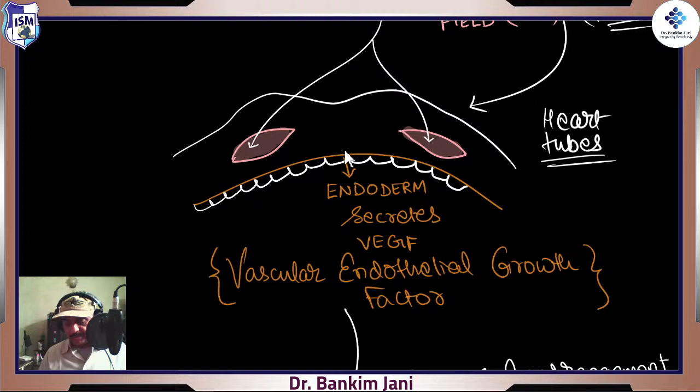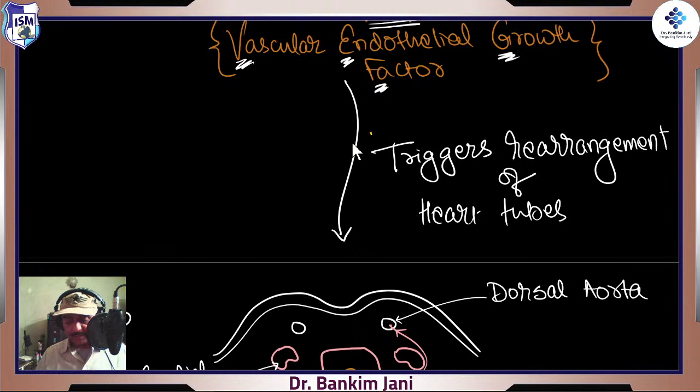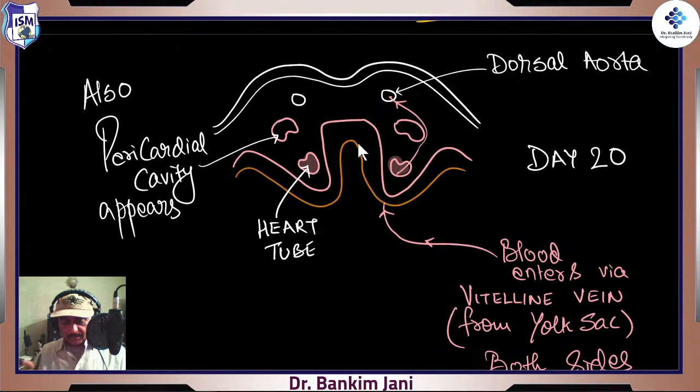So it secretes VEGF, that is vascular endothelial growth factor, right? Under the influence of this growth factor, it stimulates these tubes. Those tubes say that we need to rearrange ourselves. So that triggers the rearrangement. It means they start moving, right? They start moving, rearrangement of these heart tubes. And how do they move? They start moving towards each other.